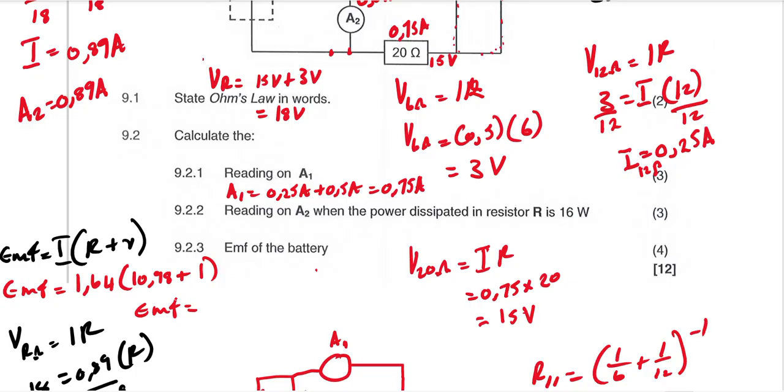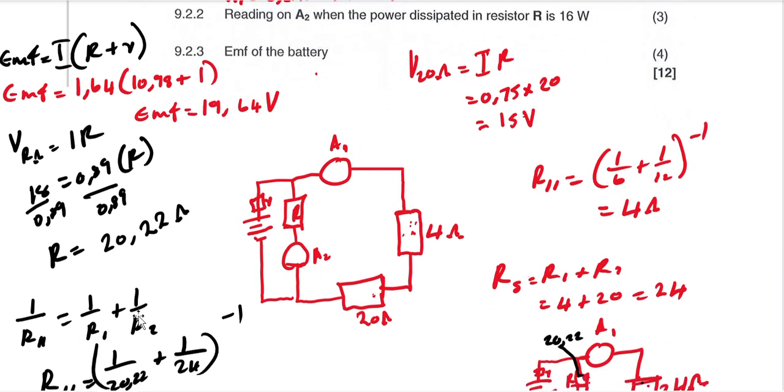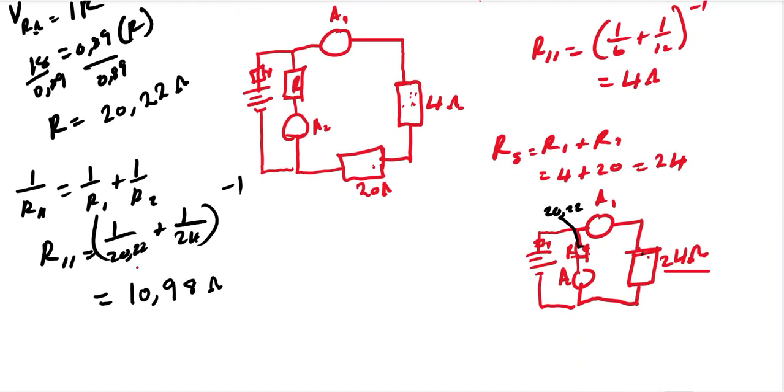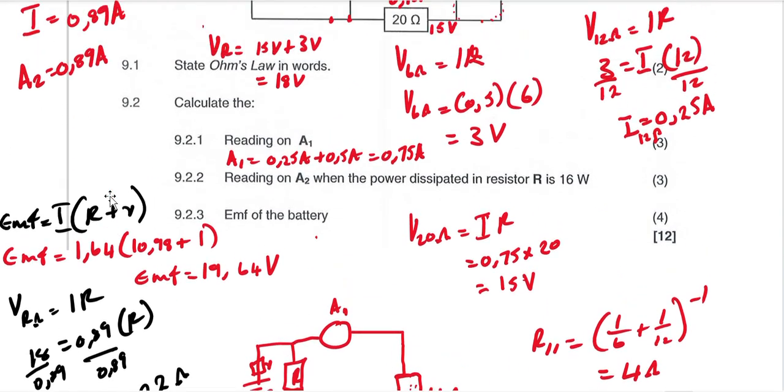We get 19.64 volts. Do you get me? 19.64 or 19.65, but it was supposed to be 19.64, because here at this point I didn't round. I said answer when I punched the calculator, but if you use 20.22, it will give you something like 19.64. Do you get me?